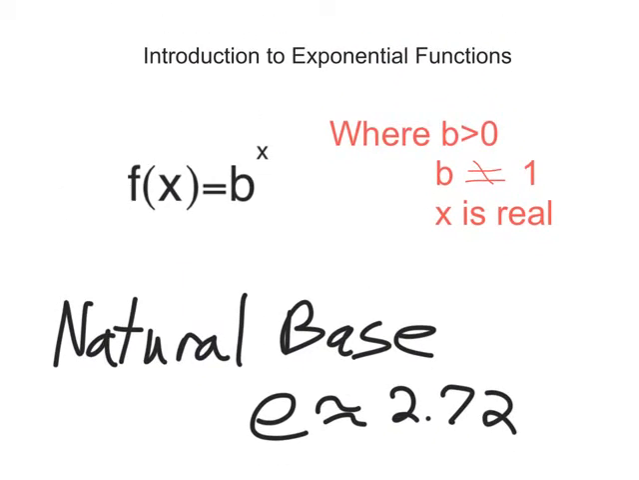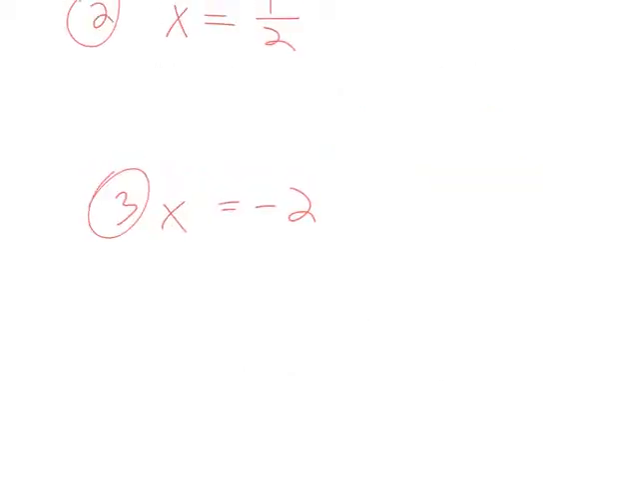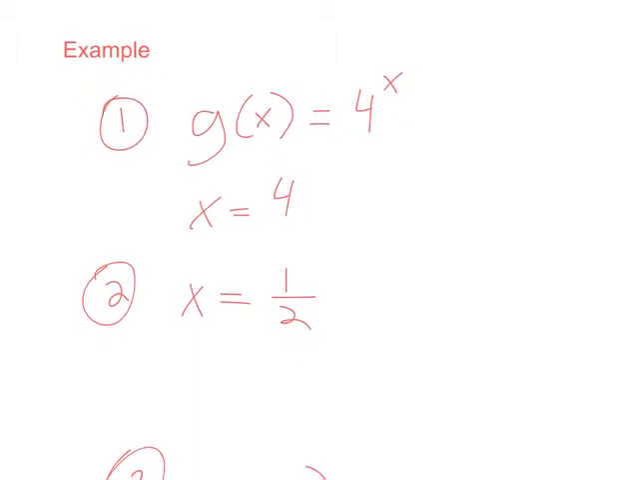Okay, so let's take a look at a couple of examples of how we evaluate. How do we deal with it when we have a number plugged in where the x is here? Alright, here's a couple of examples. We're going to let g of x be 4 raised to the x power, okay? And in this first problem, we're going to let x be equal to 4. So what we're really doing is we're finding g of 4, which is going to be 4 to the 4th power, okay? So you got to figure out what 4 to the 4th is.